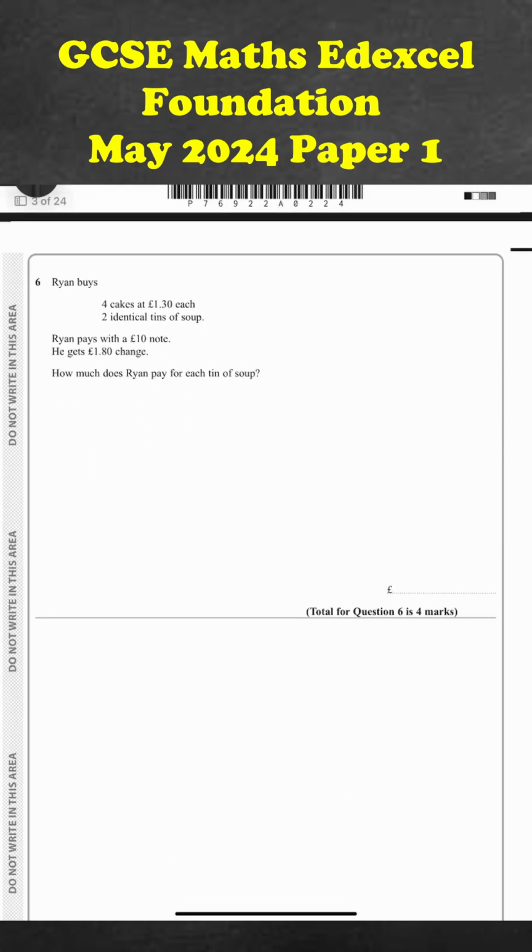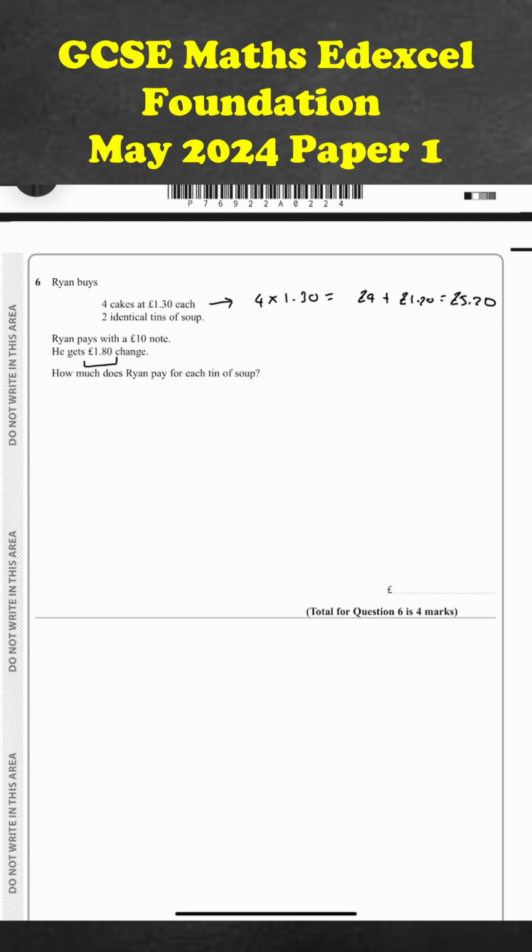Question number 6. Ryan buys 4 cakes at £1.30 each, 2 identical tins of soup. Ryan pays with a £10 note. He gets £1.80 change. How much does Ryan pay for each tin of soup? So if he's bought 4 cakes at £1.30 each, that means he will have spent 4 times £1.30 on cakes, which is going to be 4 times £1, which is £4, plus 4 times 30p, which is £1.20. So he has spent £5.20 on cakes.